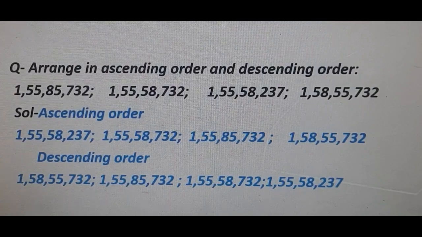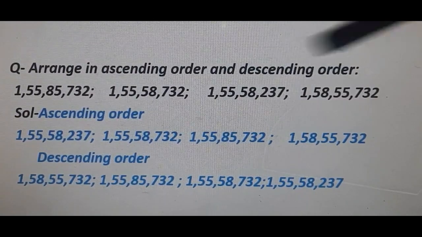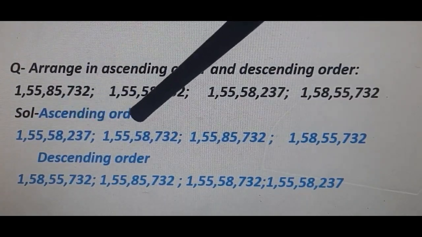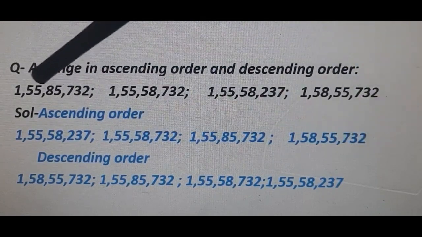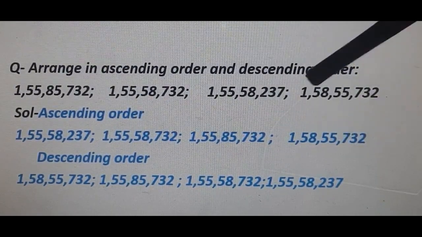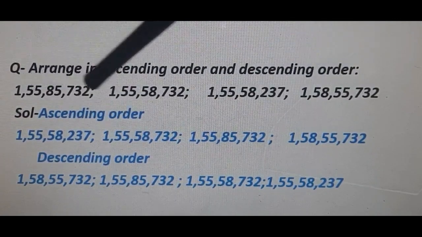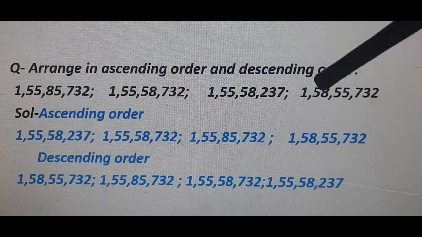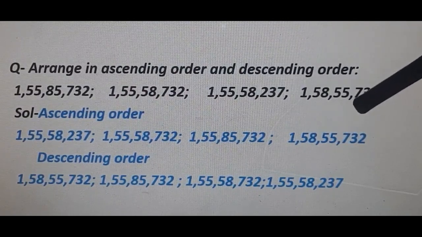1,58,55,732. We have to arrange in ascending as well as descending order. So ascending order is increasing order, smaller to bigger. So first of all, see at crores place 1 is there. So we will come to the next: 55 lakh, 55 lakh, 55 lakh, 58 lakh. This is the biggest. तो ये सबसे लास्ट में आ जाएगा.